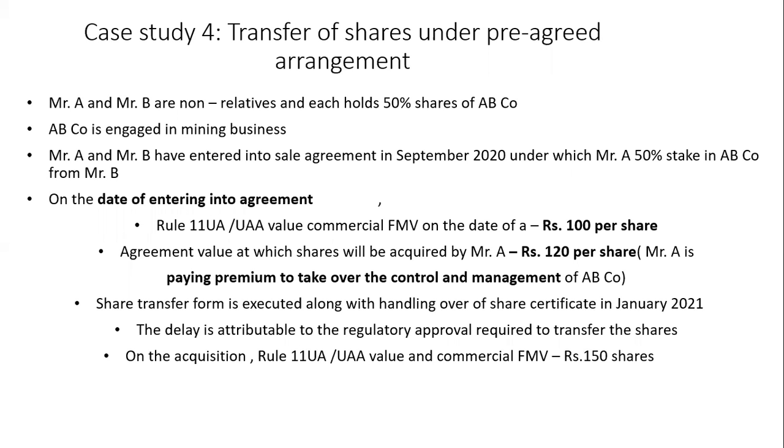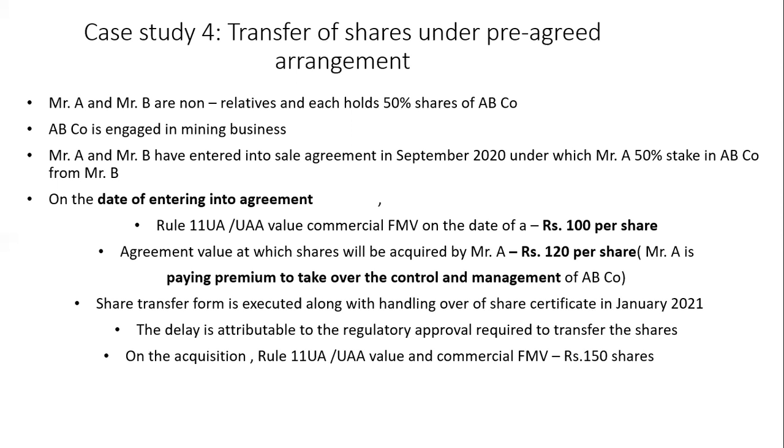Now we are going into case study number 4: transfer of shares under a pre-agreed arrangement. Mr. A and Mr. B are non-relatives and each holds a 50% share in AB company. AB company is engaged in a mining business. Mr. A and Mr. B entered into a sale agreement in September 2020, under which Mr. A buys the 50% stake in AB company from Mr. B.